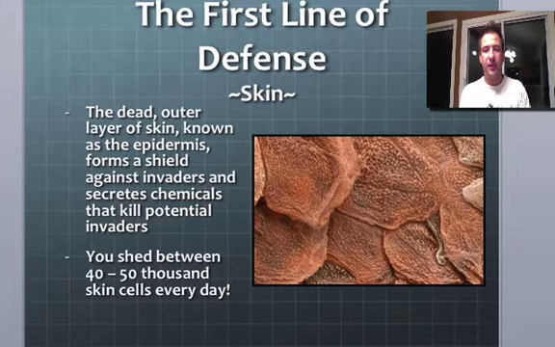There's a few different aspects of the first line of defense. Our skin carries bacteria on it. The dead outer layer of skin, known as the epidermis, forms a shield against invaders, and it also secretes chemicals that kill potential invaders. We shed between 40 and 50,000 skin cells every day. But there's actually bacteria all over our skin, and that's the good, helpful bacteria that's going to help us, and our skin's very thick, which helps us protect ourselves.